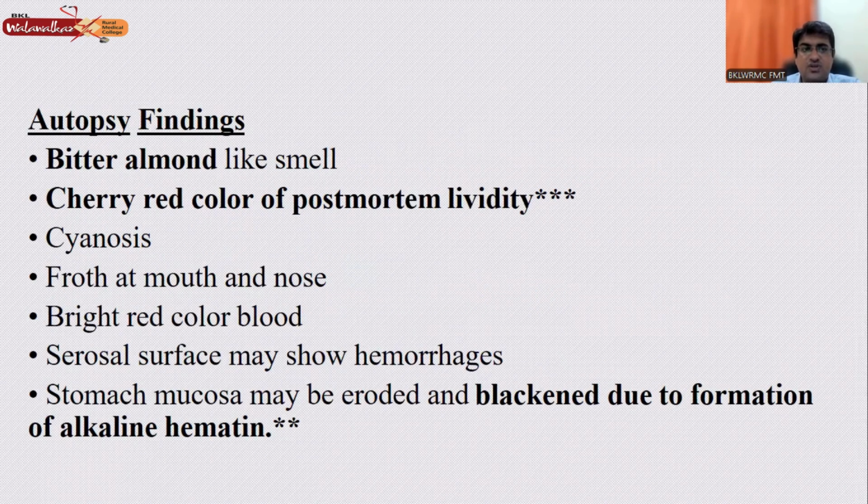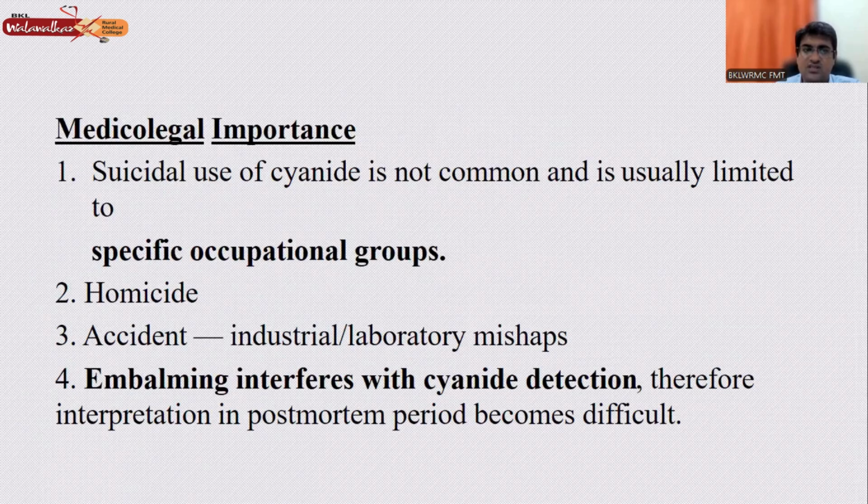Autopsy findings, which are the autopsy findings? Bitter almond-like smell, cherry red color of postmortem lividity. This is the specific finding observed in cyanide poisoning. Then cyanosis due to asphyxia, froth at the mouth and nostrils, and bright red colored blood. Serosal surfaces and mucosa may show hemorrhages. The stomach mucosa may be eroded and blackened due to formation of alkaline hematin. You have to remember this.